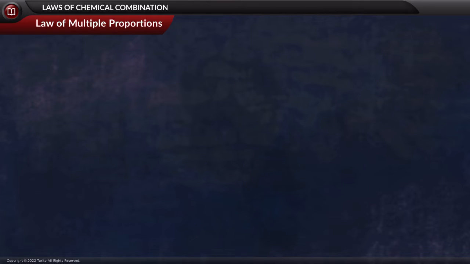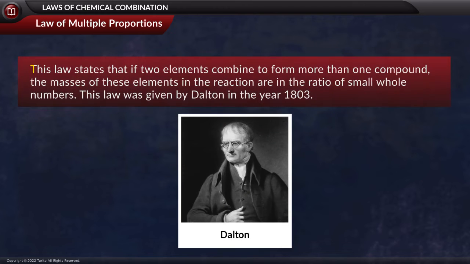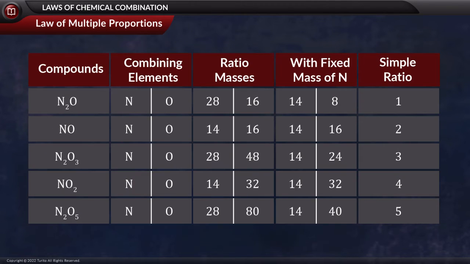After this, we need to see the law of multiple proportions. This law states that if two elements combine to form more than one compound, the masses of these elements in the reaction are in the ratio of small whole numbers. This law was given by Dalton in the year 1803. For example, let us see the various oxides of nitrogen.